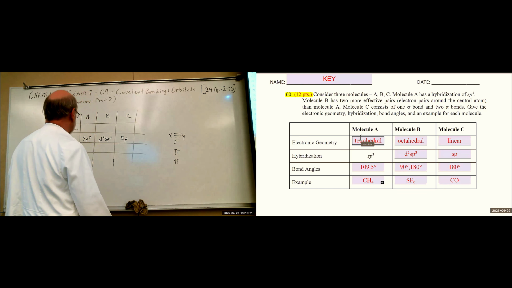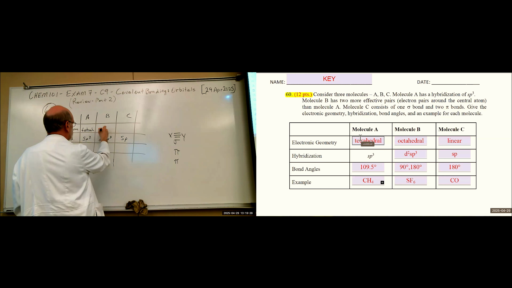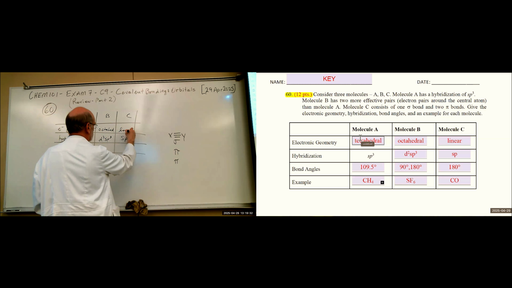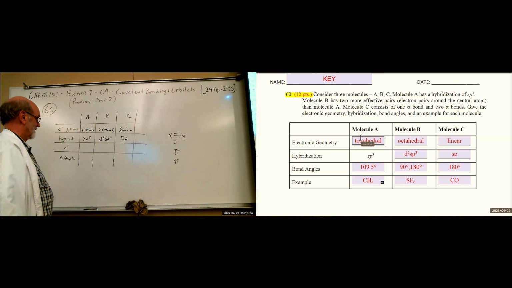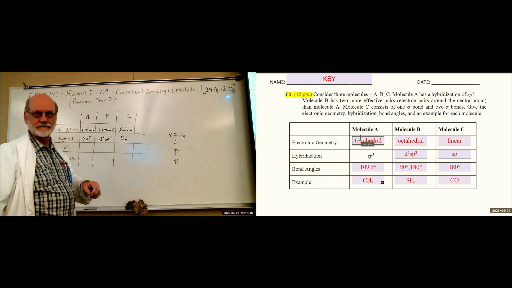Now the electronic geometry, this is going to be tetrahedral. This is going to be octahedral. This is going to be linear. 6 means octahedral, 4 means tetrahedral, 2 means linear.